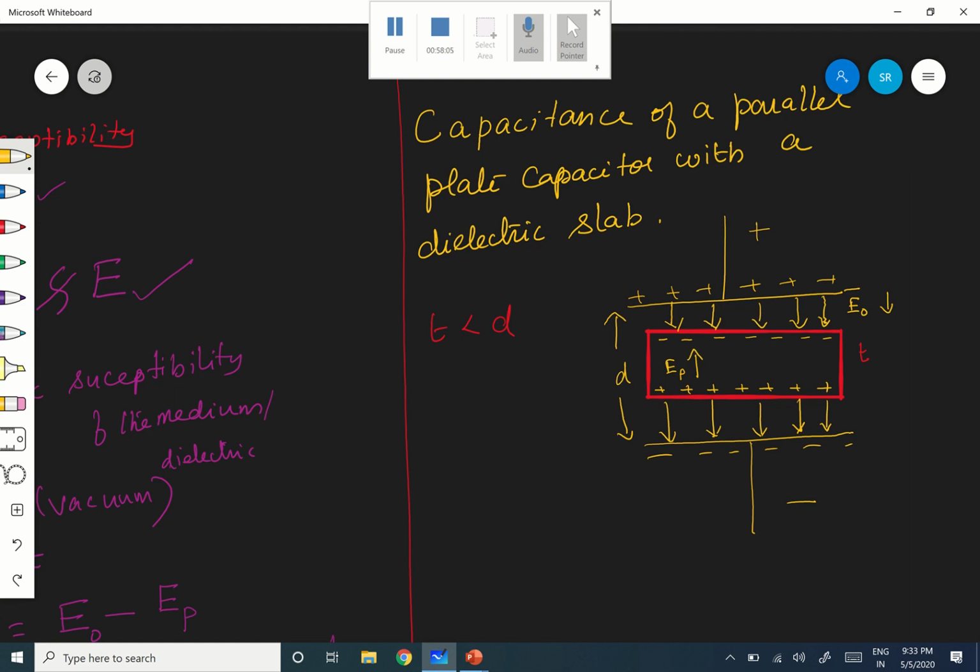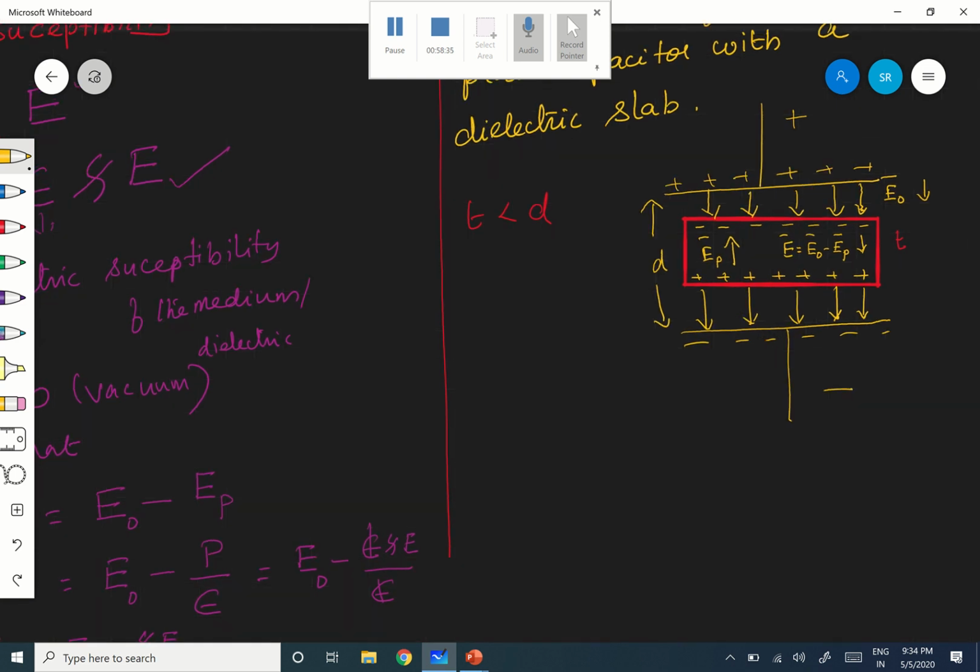Therefore, what will be the reduced value of the electric field? E, the reduced value of the electric field, will be E naught minus EP. And what is the direction? It will be in this direction. Are you following? This is the reduced value of the electric field. Now, have you understood the diagram?